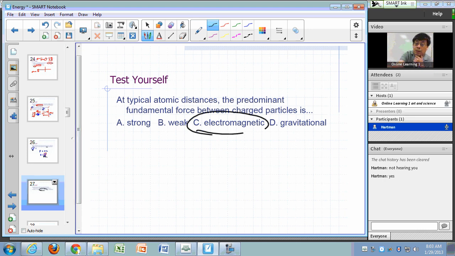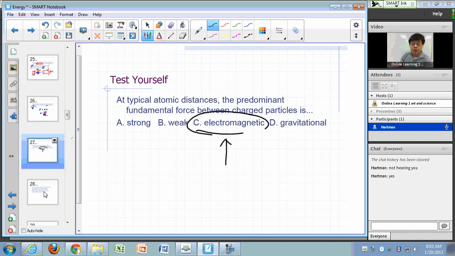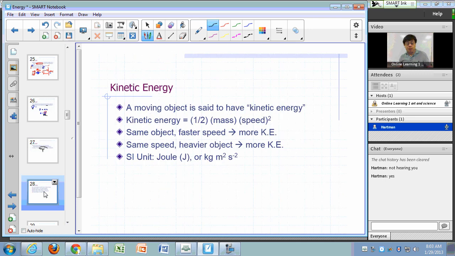Okay, so the popular answer is electromagnetic. That's correct. In other words, what we're going to be primarily concerned with when we're talking about forces among atoms and molecules would be electromagnetic forces. Okay, so let's move on.